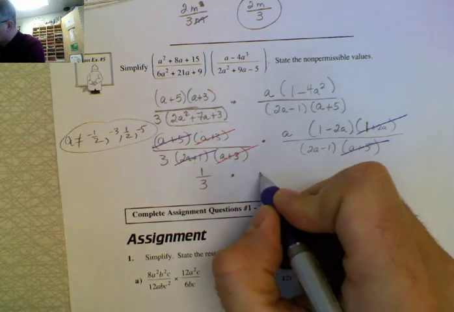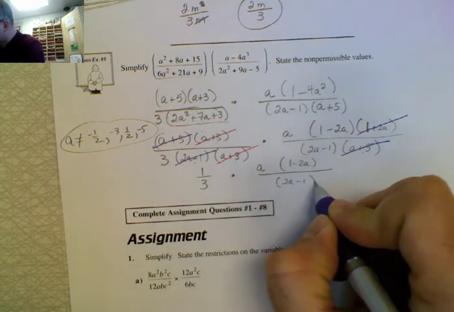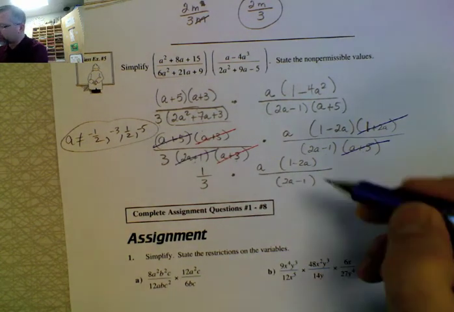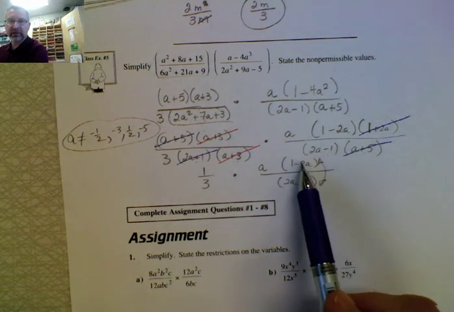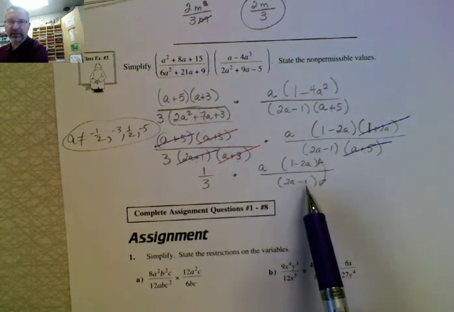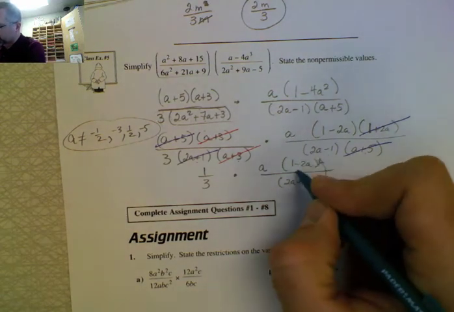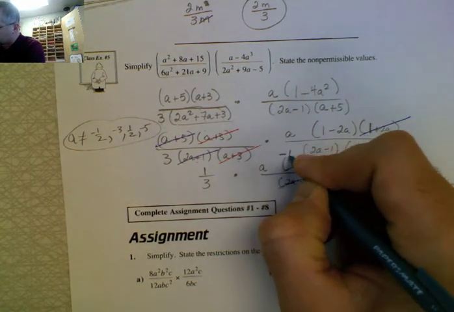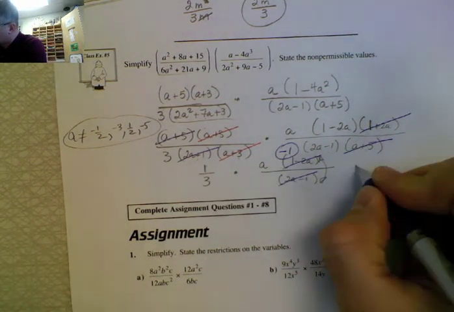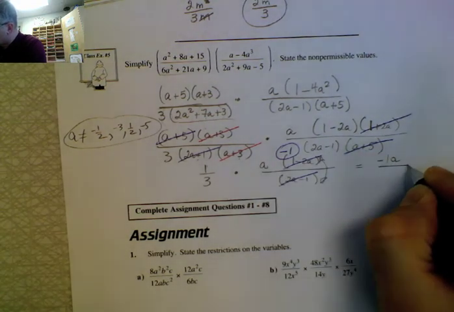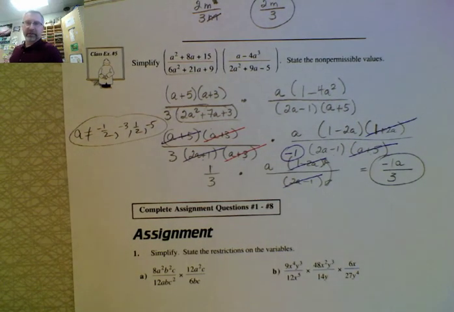My numerator here is a, and this is 1 minus 2a and 2a minus 1. Now if you look at these two factors here, they're the exact opposite of each other. 1 minus 2a, the 1 here is positive, the 1 is negative there. The 2a is negative there and the 2a is positive there. When you have factors that are exact opposite of each other, they divide into each other negative 1 times. So I have 1 times negative 1, which is negative 1, and I also have an a in the numerator. I have a 3 in the denominator, so there is our answer in simplest form.